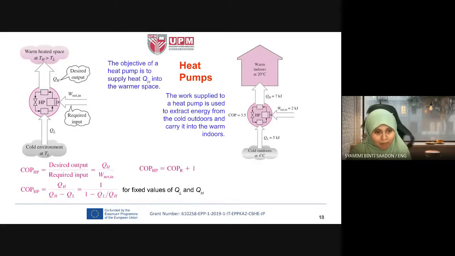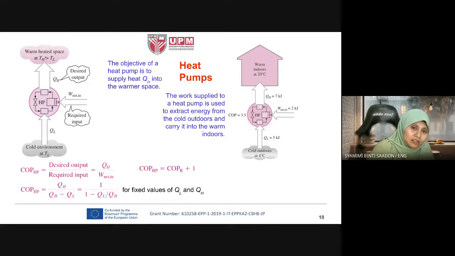Now this one is the heat pump. Heat pump is the same as a refrigerator, and it also works as the opposite of the heat engine. So you have the cold environment. For example, a heat pump is usually used if you are living outside Malaysia where you have winter season. The environment outside, the ambient, is our cold environment, the heat sink, at lower temperature.